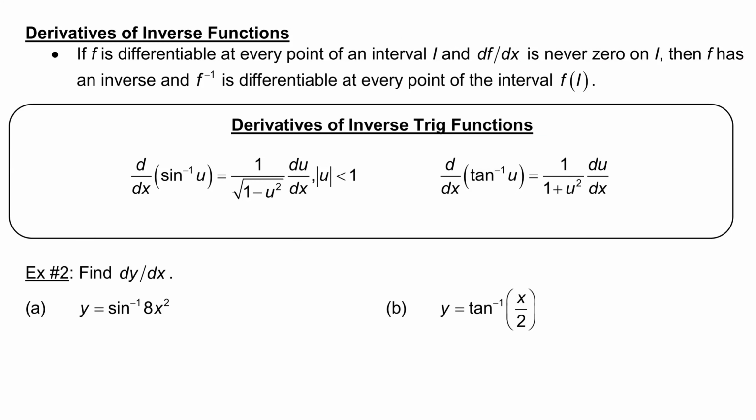If f is differentiable at every point on an interval I, and df dx is never 0, so the derivative of the function with respect to x is never 0 on the interval, meaning we don't have a horizontal tangent, because imagine if I took the reciprocal, yikes, then f has an inverse, and f inverse is differentiable at every point. Okay, so you will have to know these two.